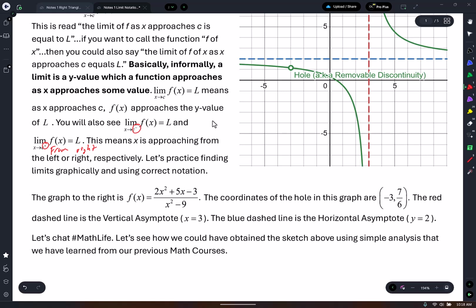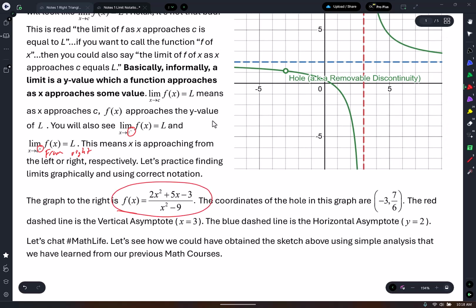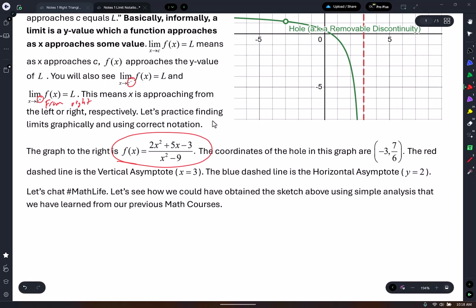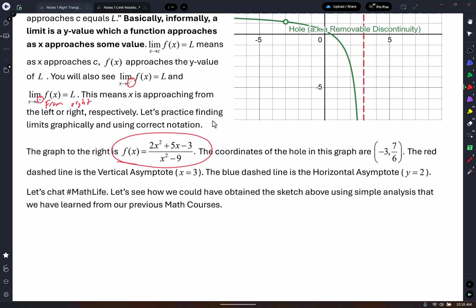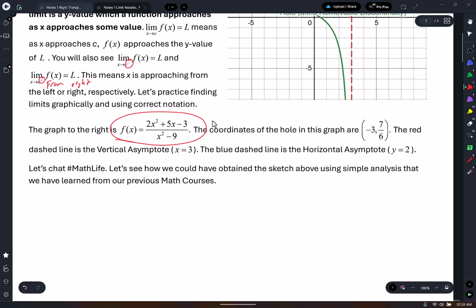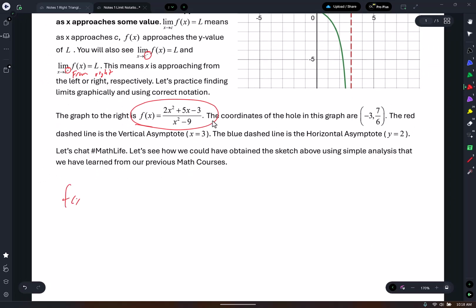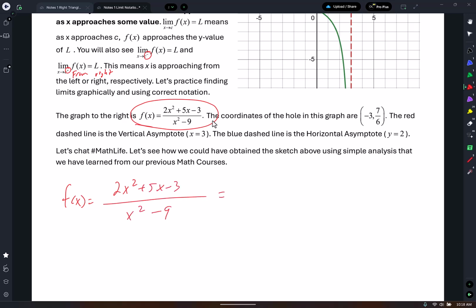And then it says the graph to the right, and it's the same function that we used last year. The coordinates of the hole is negative 3, 7/6. That comes from somewhere. And then the dashed line is the vertical asymptote, x equals 3. All right, so let's talk about where it comes from. So I'm going to just write this function. f of x equals 2x squared plus 5x minus 3 over x squared minus 9.